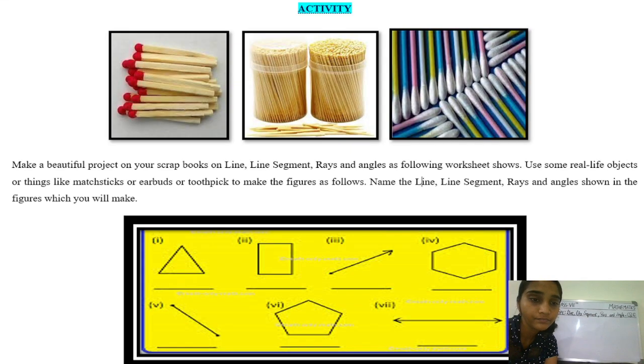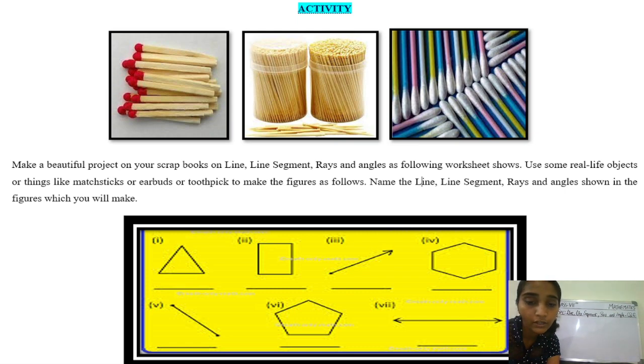Okay. And for the activity, students, you have to make a project on your scrapbooks. You have to make line segments, rays and angles. Use some real life objects like matchsticks, toothpicks, or earbuds to make these types of figures. After making these figures, you have to name the line segments, rays and angles shown in them.